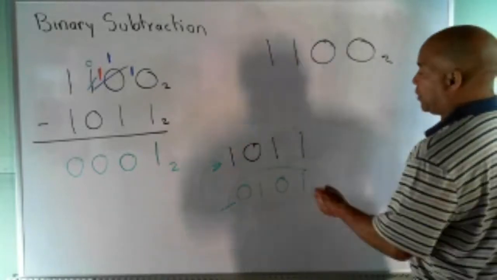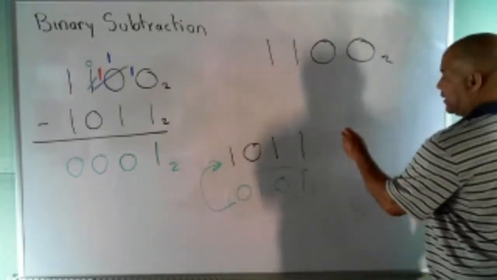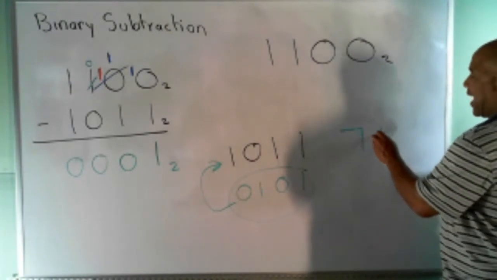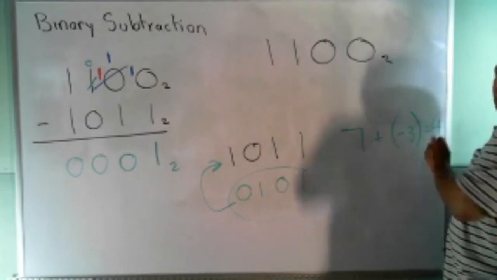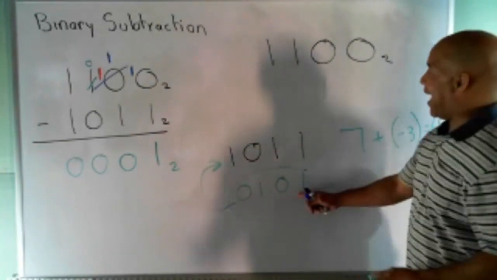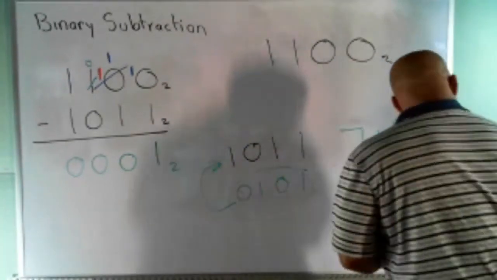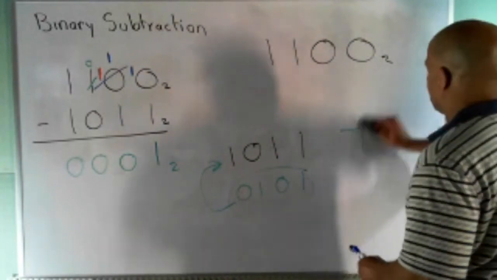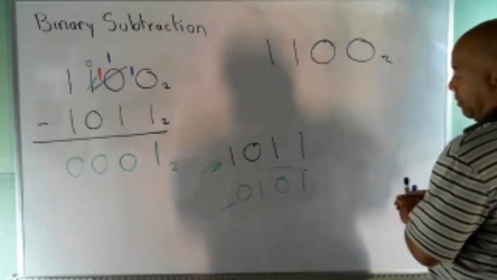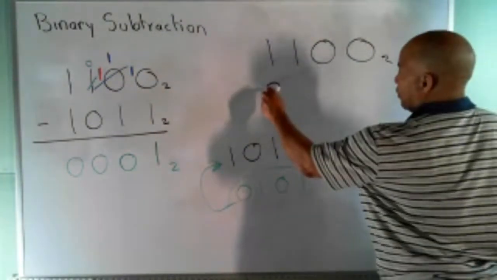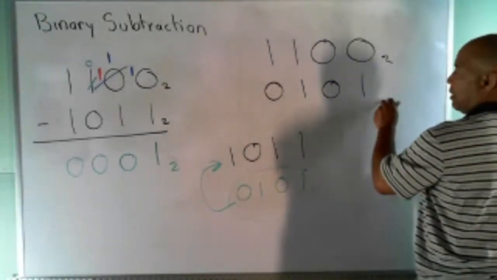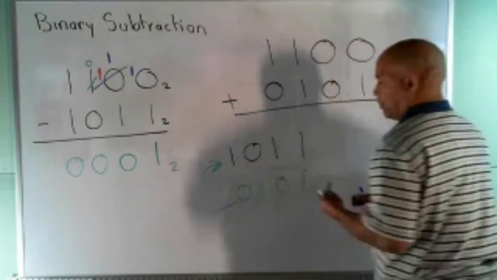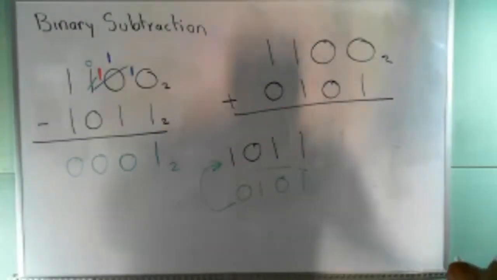So I should be adding this, and that's exactly like using addition to do a subtraction. So I'm going to now add that to this. Let's see what happens when I do that. So I'm adding the negative now. So I got 0, 1, 0, 1. And I'm going to add these. So I'm adding the negative.